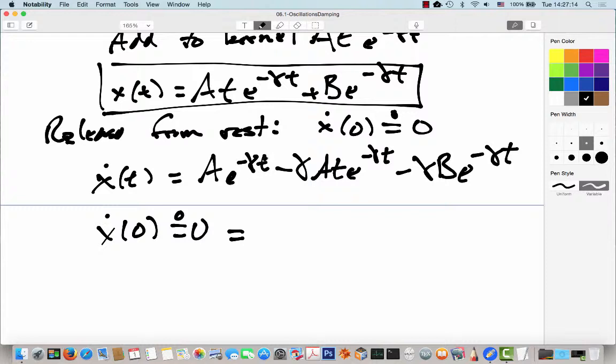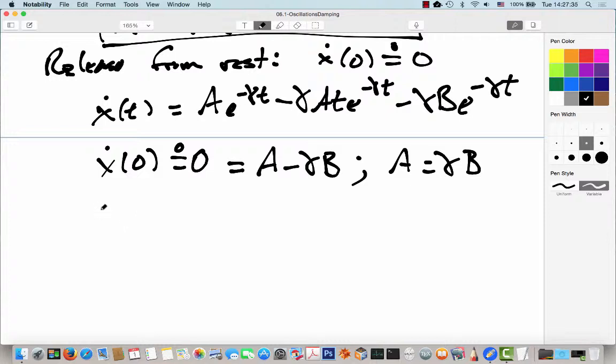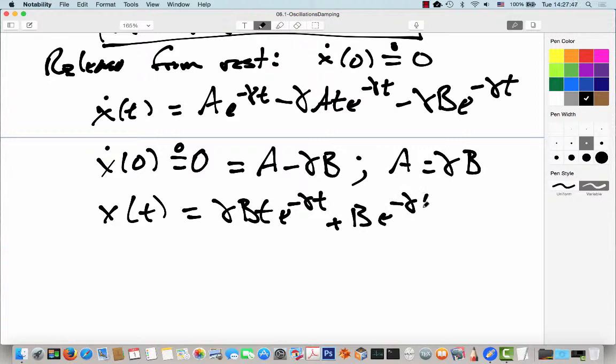All right, and since we require that x dot at 0 be set equal to 0, all the e to the minus gamma t's are 1 and t is 0 there, so I'm just left with a minus gamma b being set equal to 0. So that requires that my a be equal to gamma b. So with those initial conditions, my solution becomes x of t equals gamma b t e to the minus gamma t plus b e to the minus gamma t, and I can gather that a little cleaner: b times gamma t plus 1, e to the minus gamma t.